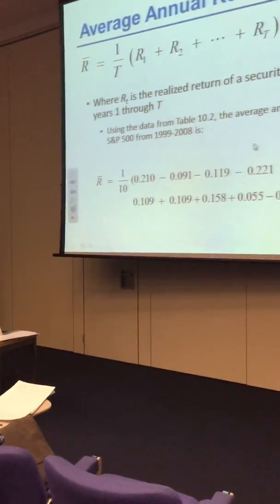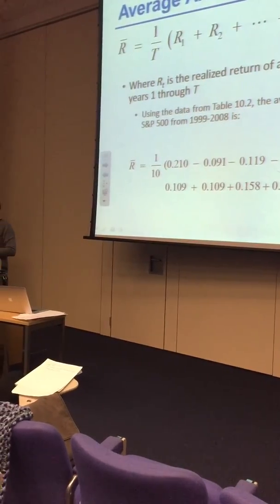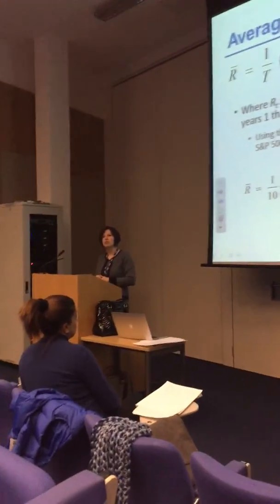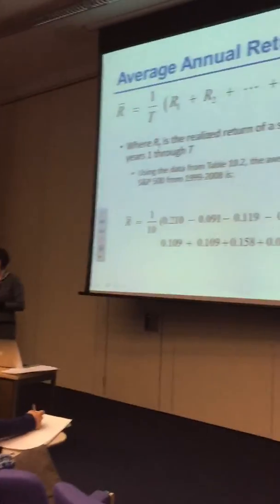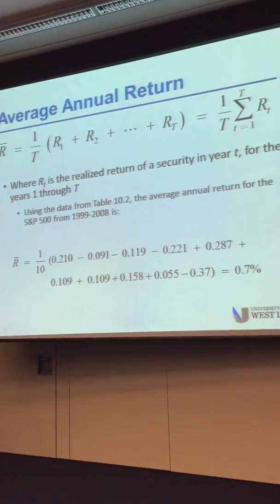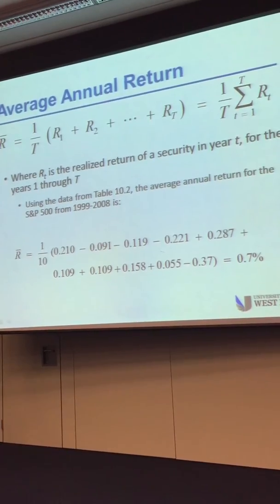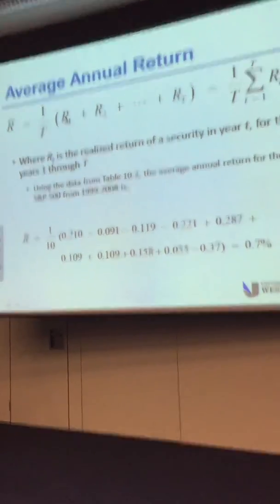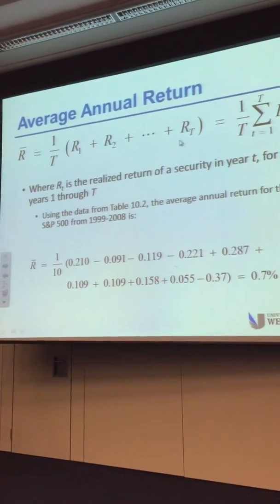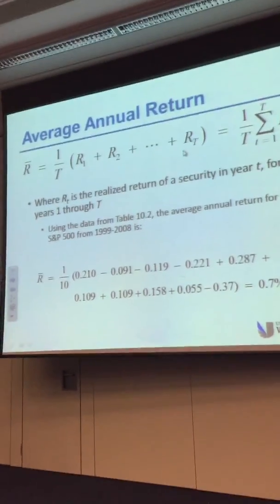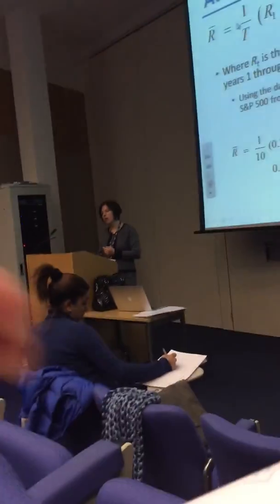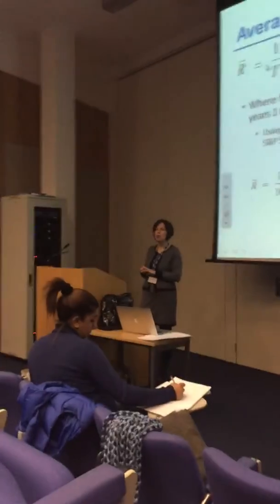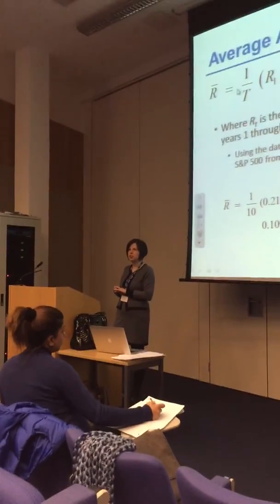Here you're just calculating the average. Hands up if you don't understand this formula. Okay. So R bar is just a notation which means that it's an average. Yeah. Then we can have R1, R2, and all the way to RT. These are returns in various years. T is the number of years. So we summed up all the returns that we had over these years and divided by the number of years.